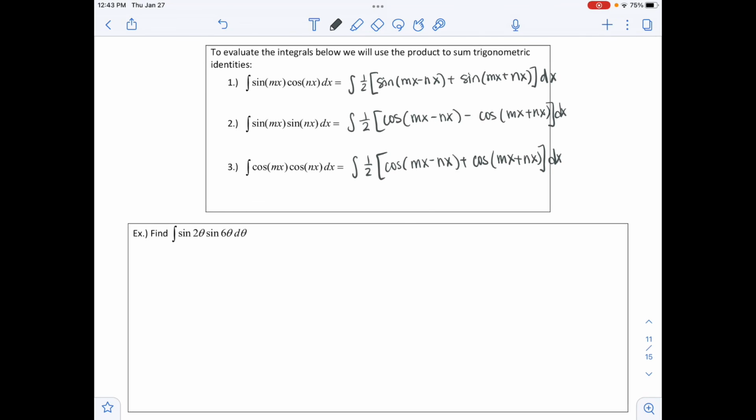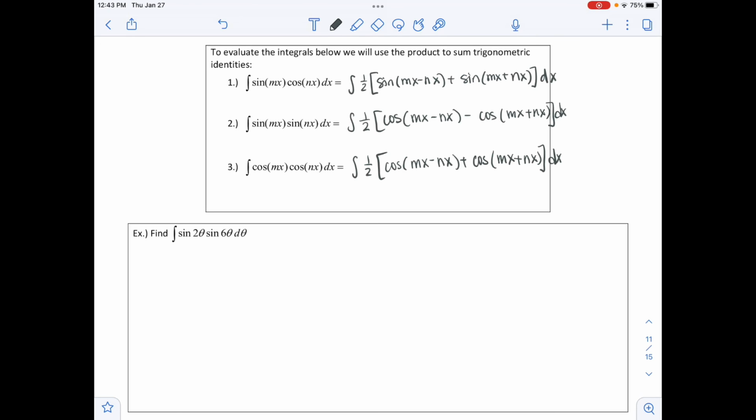To evaluate the integrals below, we will use the product and sum trigonometric identities. So I have written those down for us. The integral of sine of mx times cosine of nx dx, we're going to rewrite as 1/2 times sine of mx minus nx plus sine of mx plus nx dx.